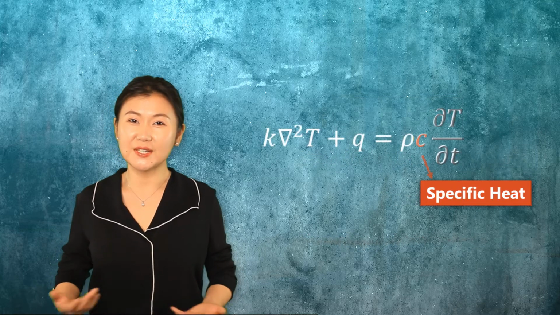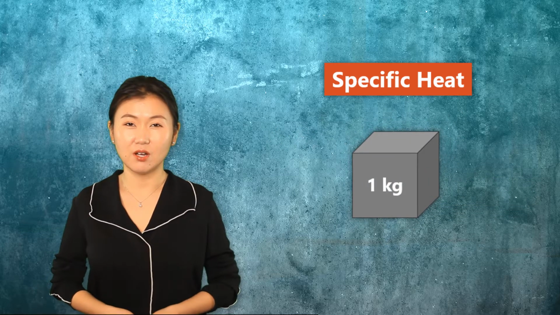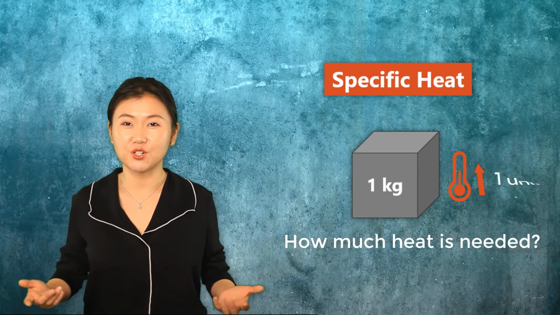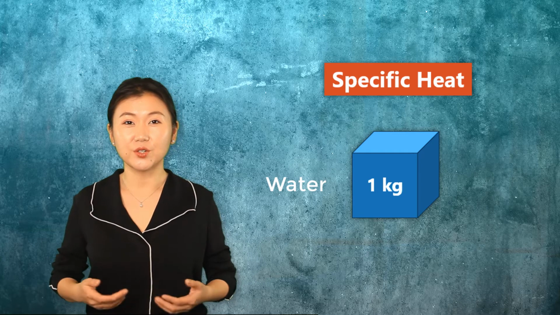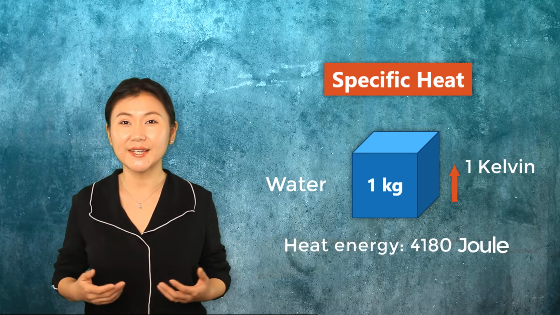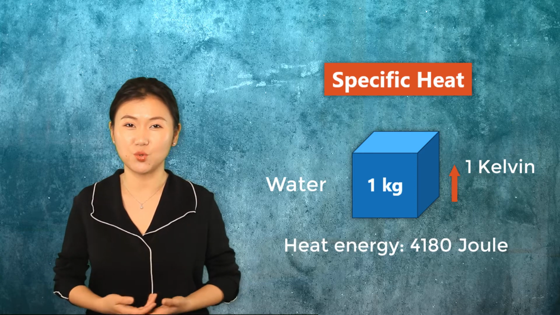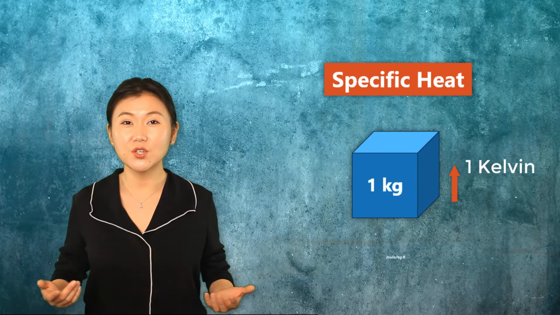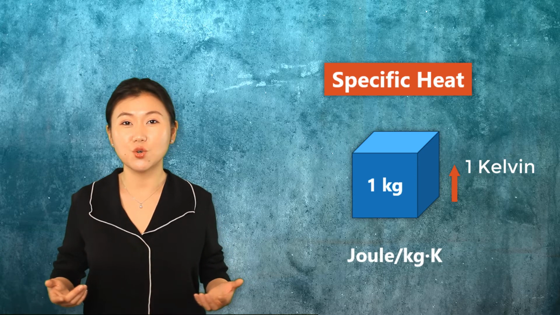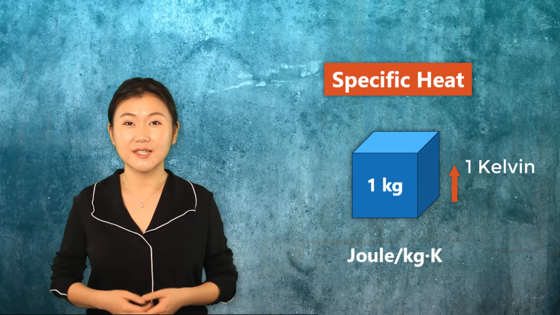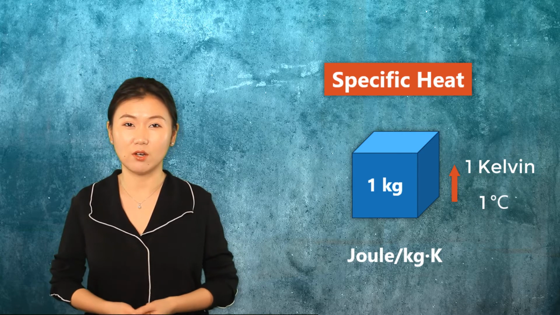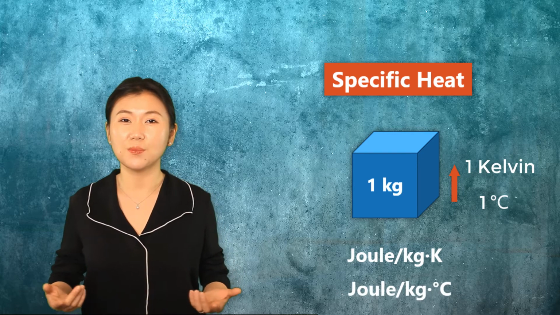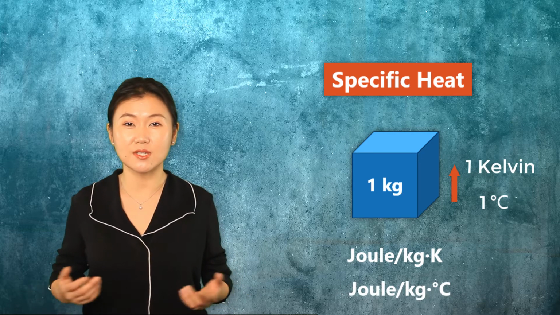Now, let's move on to the specific heat. It's a term used to describe that for a unit mass of the material, how much energy is required to raise the temperature by 1 unit. For example, here is a 1 kilogram of water. To increase the temperature by 1 Kelvin, the needed heat energy is 4,180 joule. Accordingly, the SI unit of specific heat, as shown here, is joule per kilogram Kelvin. Since a unit increment of temperature in the Kelvin scale is equal to a unit increment in the Celsius scale, the unit of specific heat can also be written as joule per kilogram degree Celsius.